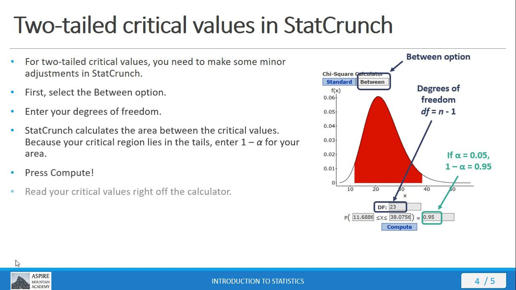Once we press compute, we get the critical values right there at the bottom. Remember, you've got two critical values. So there's chi-squared L on the left and chi-squared R on the right. Two critical values. They're both positive, and they're very different numbers because the chi-square distribution is not symmetric about the mean.